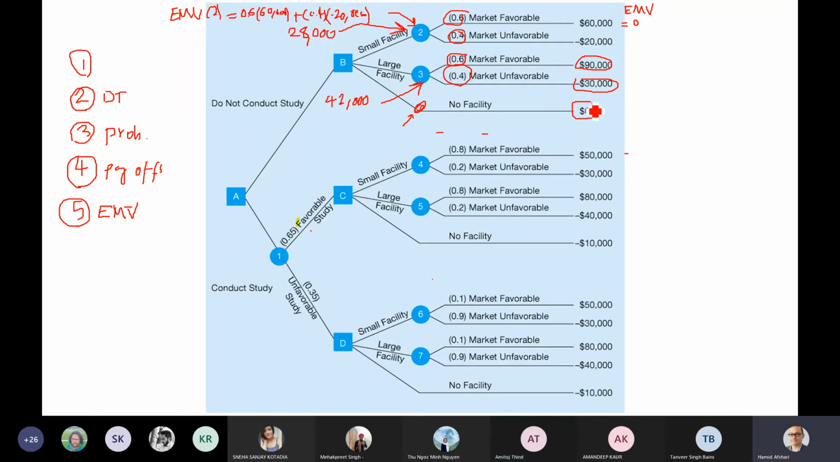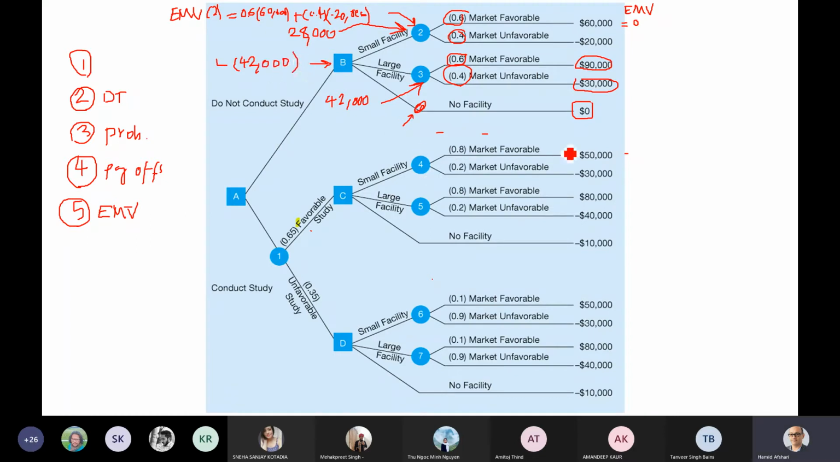Okay. So I have to compare between these three numbers: $28,000 profit, $42,000 profit, and 0. So which one is the maximum? $42,000. So on node B, which is a square, we want to make a decision. What is the best decision here? Construct a large facility. Exactly, large facility. And how much is my earning? 42,000. That's right.